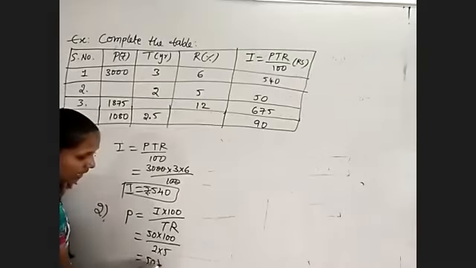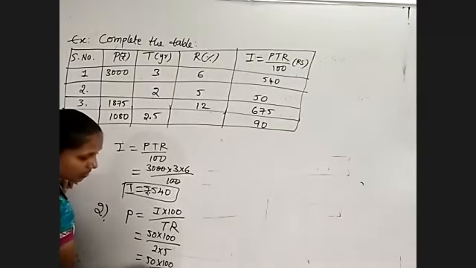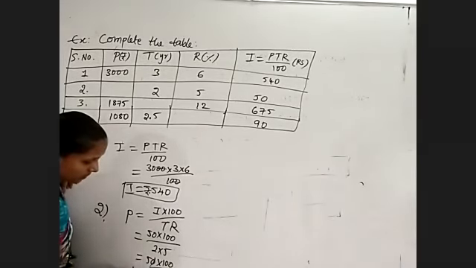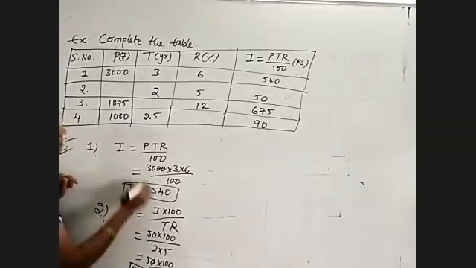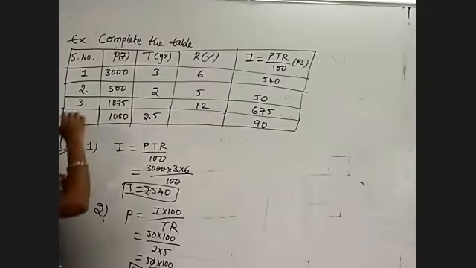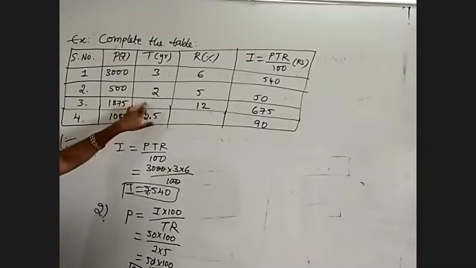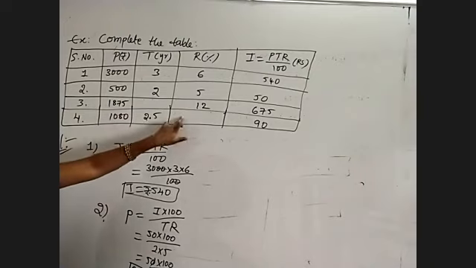50 into 100 by 10. So 0 0 will get cancelled. 5 into 100 is 500 rupees of principal. So here we are getting 500. Like that only remaining. Here we need to find out T and here R.